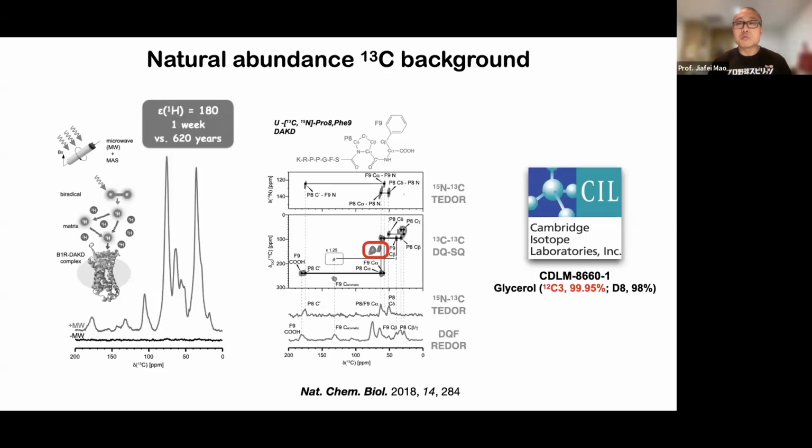But still, because we have so much glycerol, even using the double quantum filter in this case, you would still see the cross peak between the natural abundance C13 signals in this glycerol background. So if you use normal glycerol, you have a huge signal at this position, and then it will overlap some nearby signals and mask your important information.